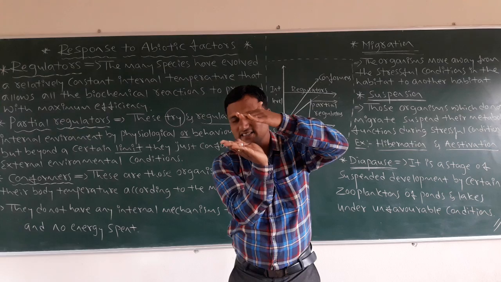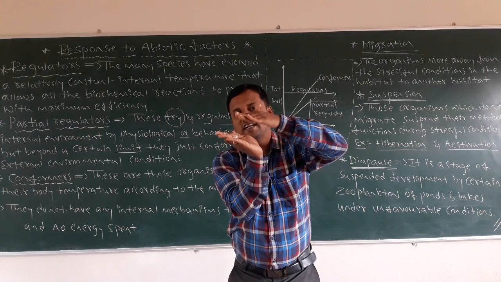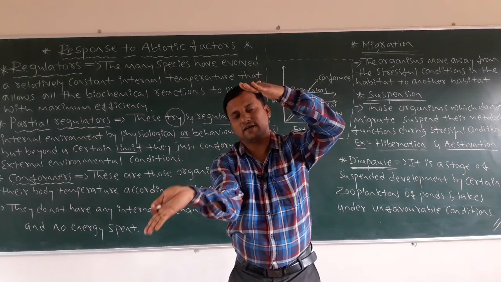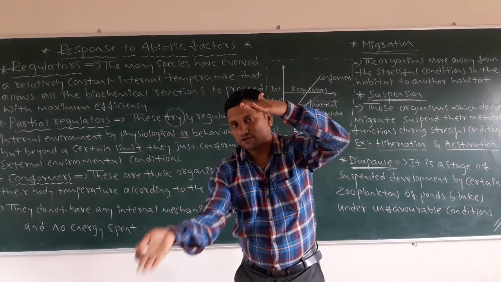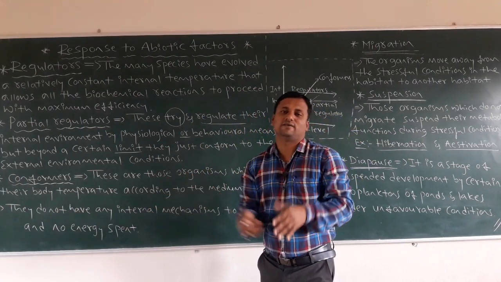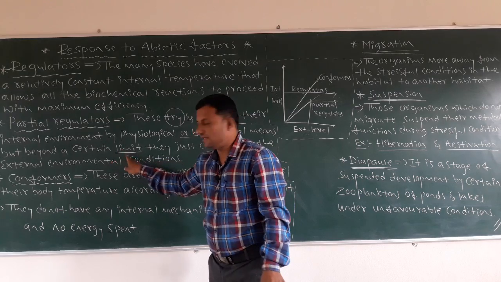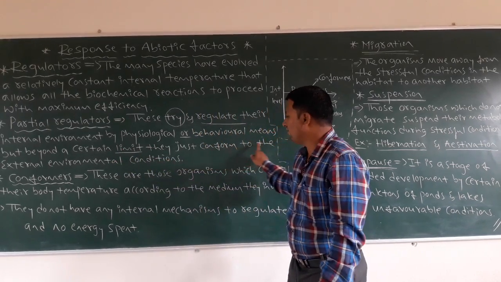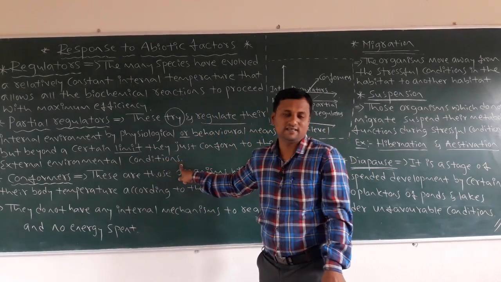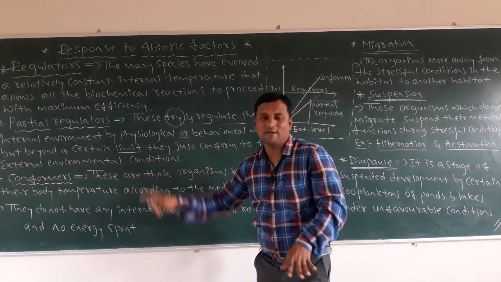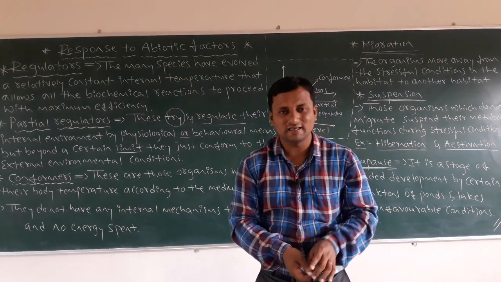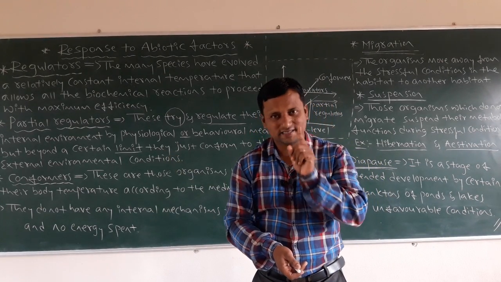Up to some extent they give a response, and if it is exceeded, then their response becomes almost nil. So that's why, dear students, partial regulators have a certain limit. They just conform to the external environmental conditions. So these types of organisms are called partial regulators.